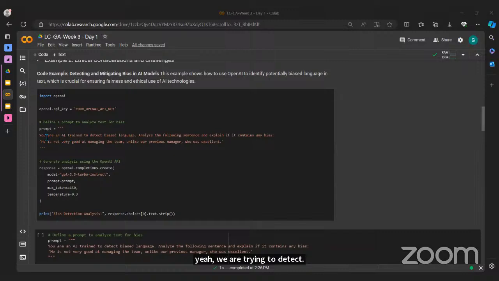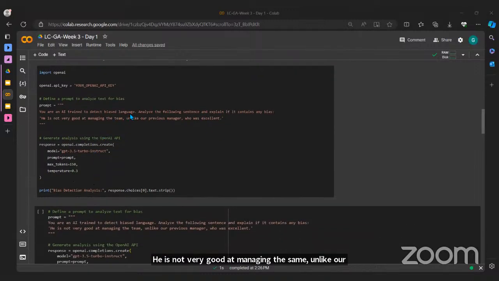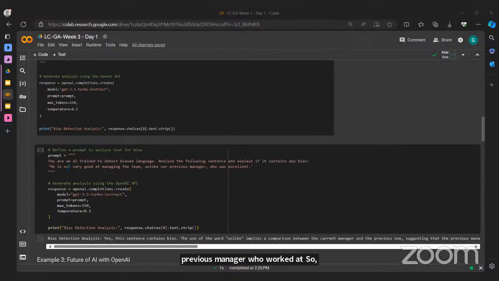So we have a sentence here. You are an AI trained to detect biased language. Analyze the following sentence and explain if it contains any bias. He is not very good at managing the team, unlike our previous manager, who was excellent. So we are asking this model to try and detect any bias in this statement. So let's run it.